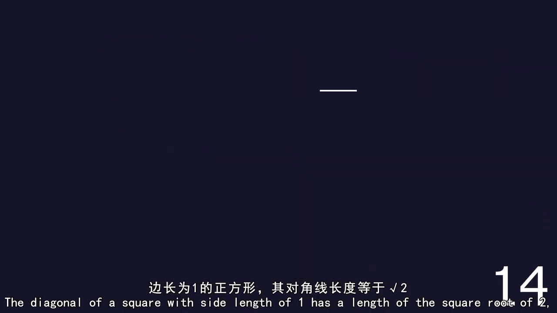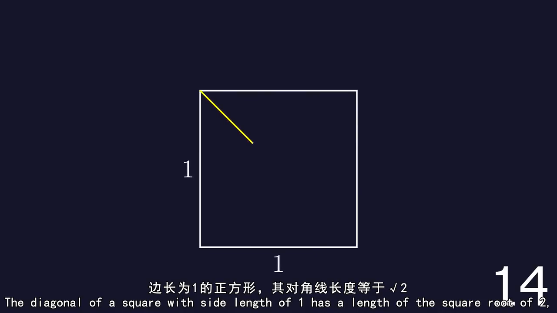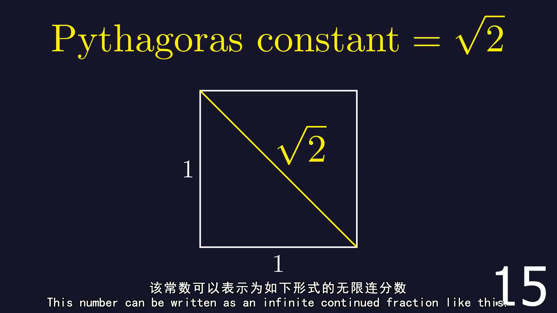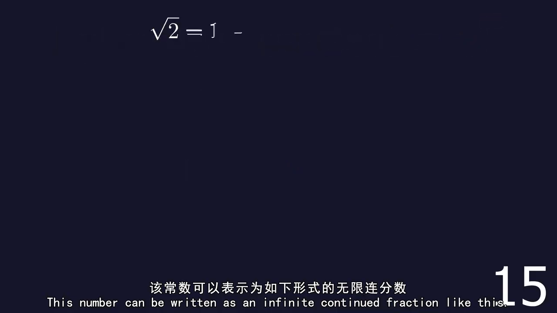The diagonal of a square with side length of 1 has a length of the square root of 2, also known as the Pythagoras constant. This number can be written as an infinite continued fraction like this.